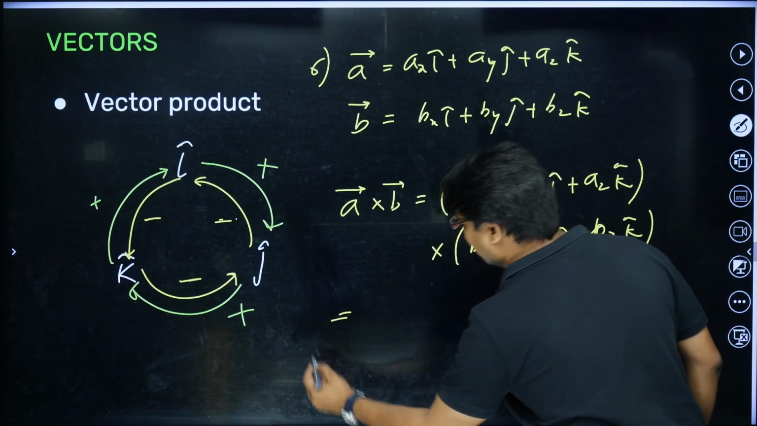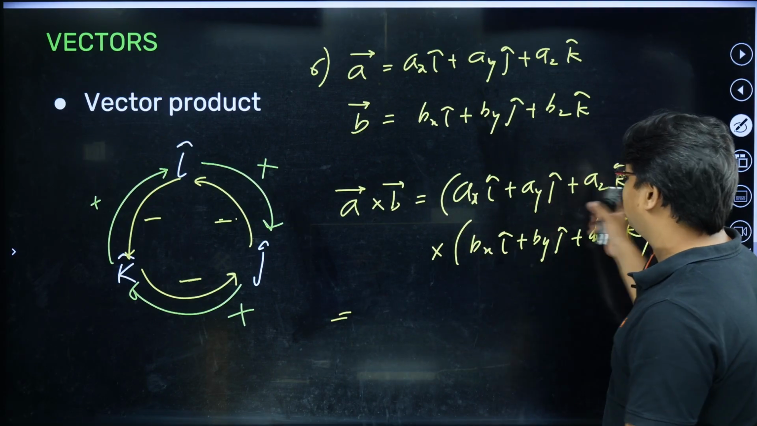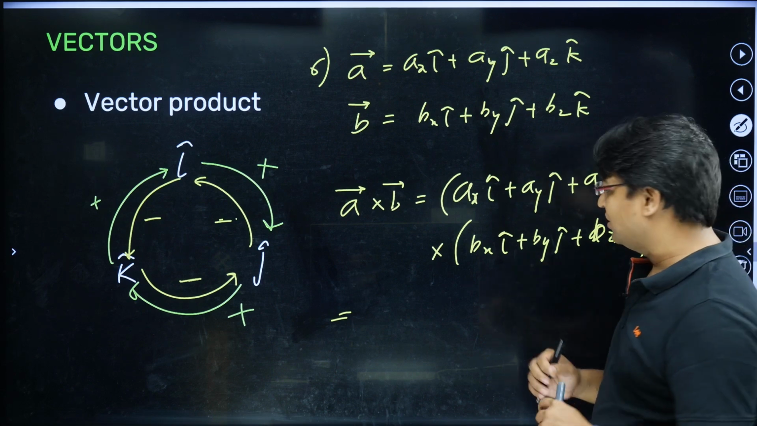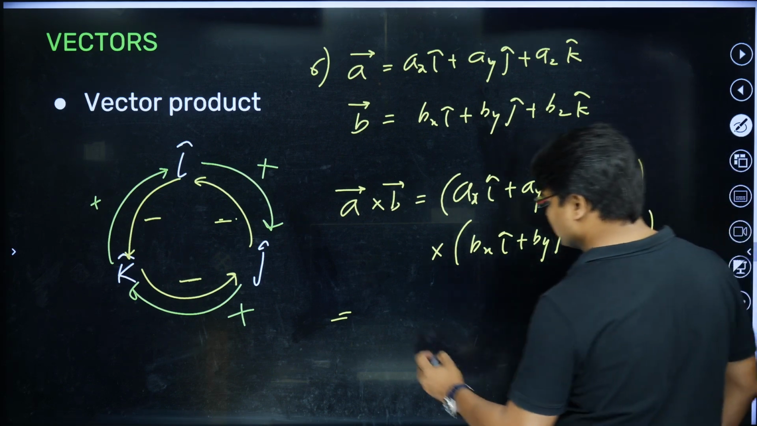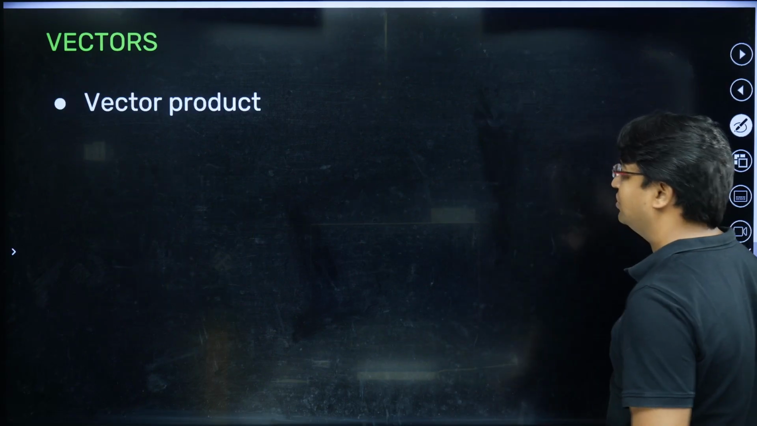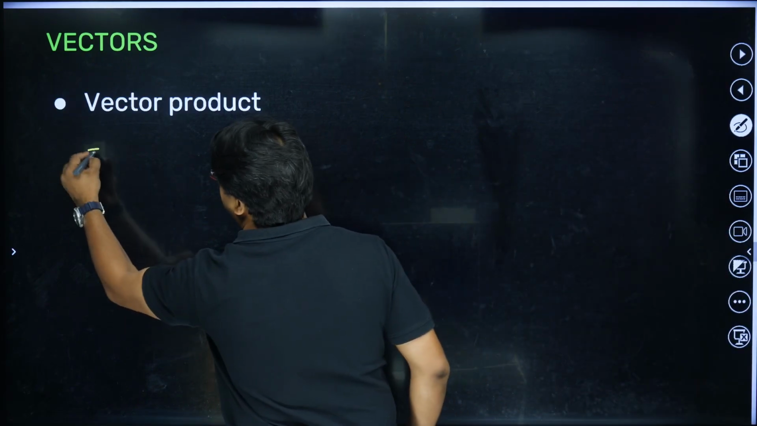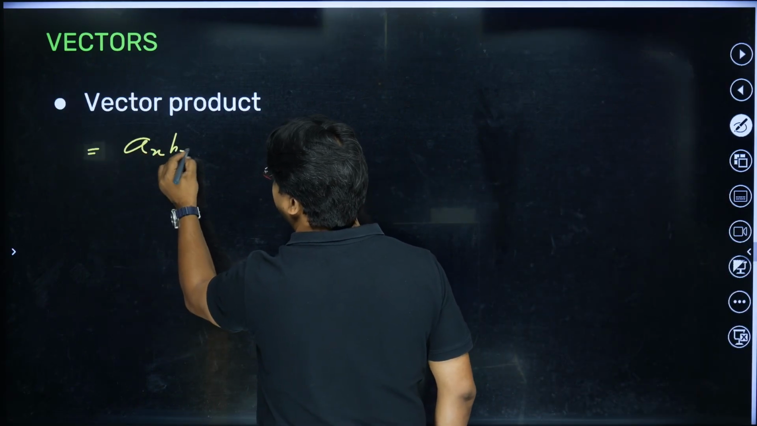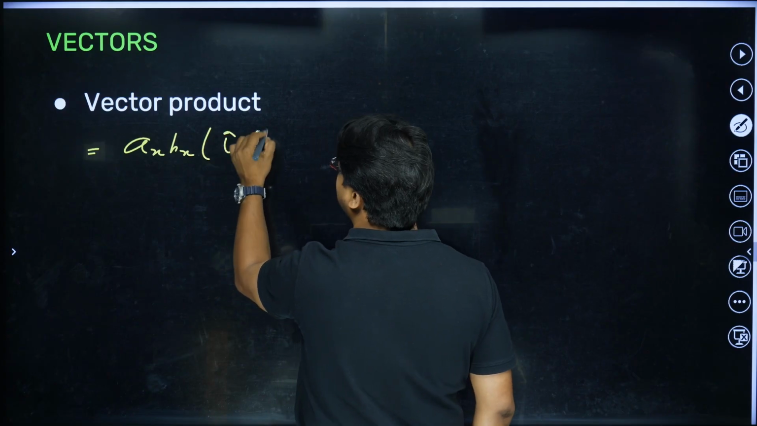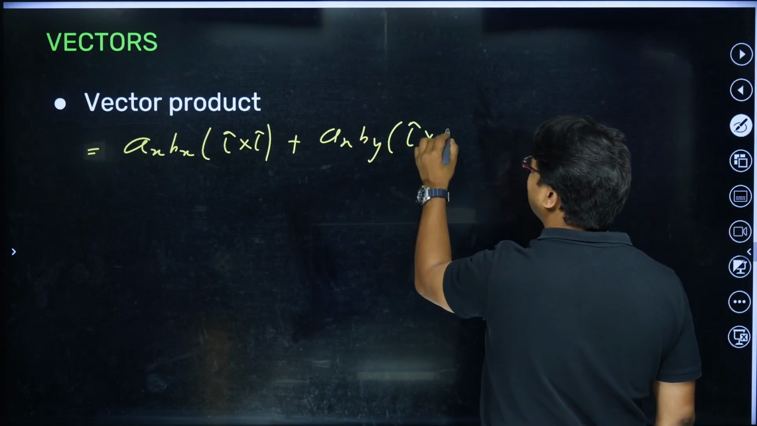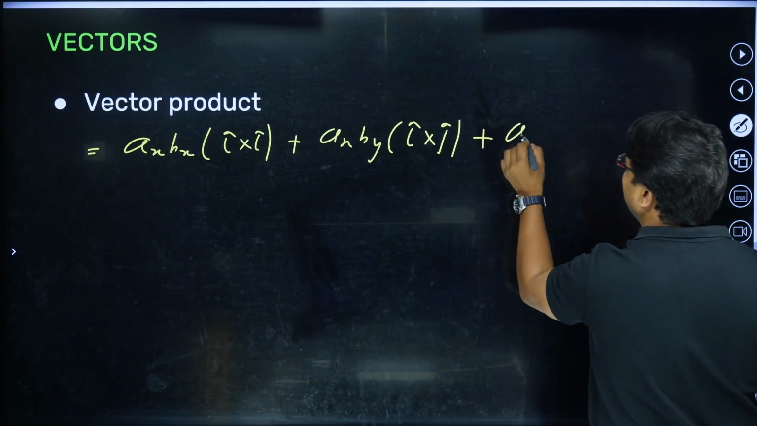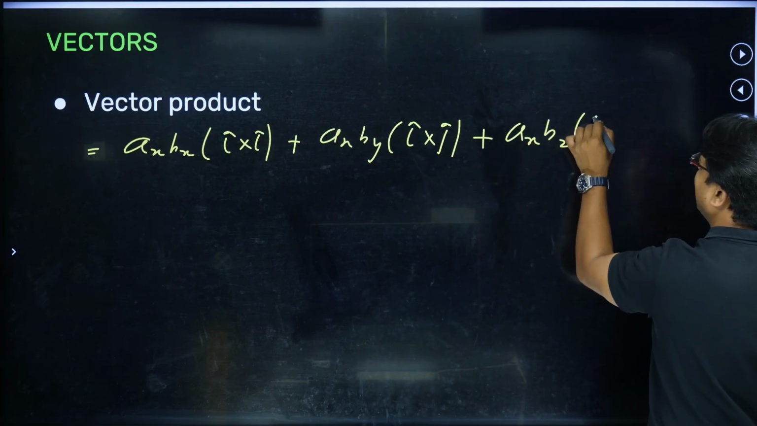Now what we have to do, again the same thing, we will expand the brackets, two brackets of 3 terms each. We will get 9 terms. What are those 9 terms going to be? Let's do it on the next page. So those 9 terms are going to be ax bx (i cross i), then ax by (i cross j), then ax bz (i cross k).